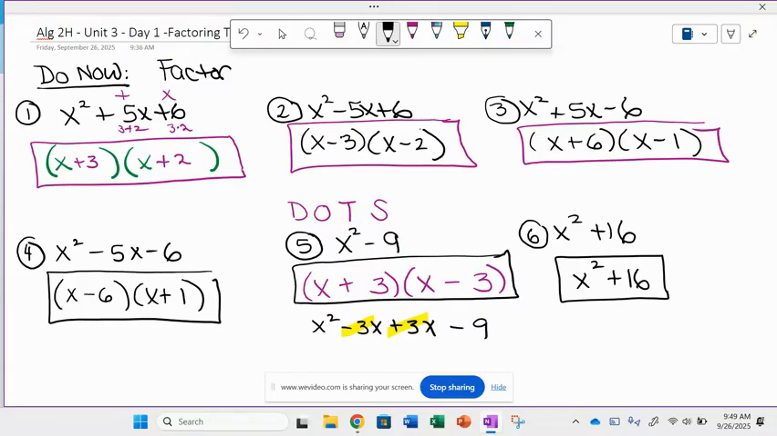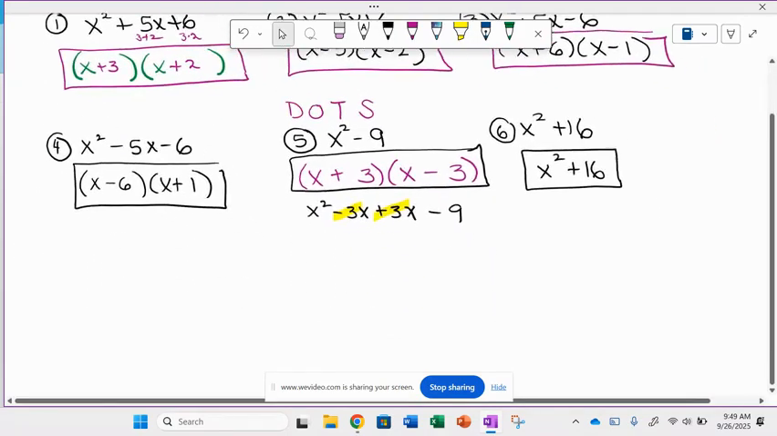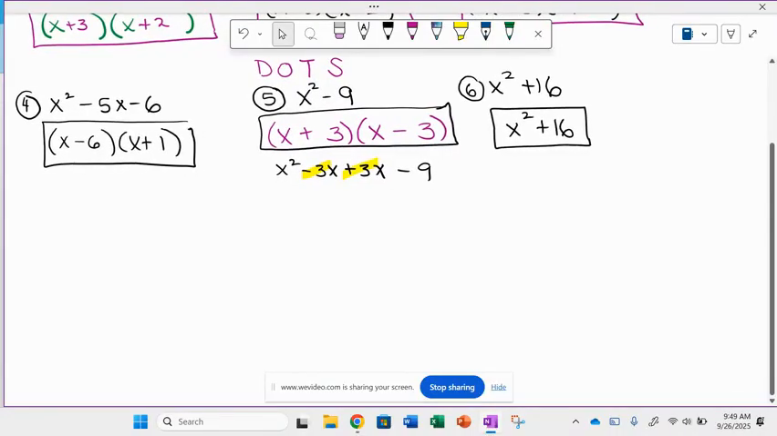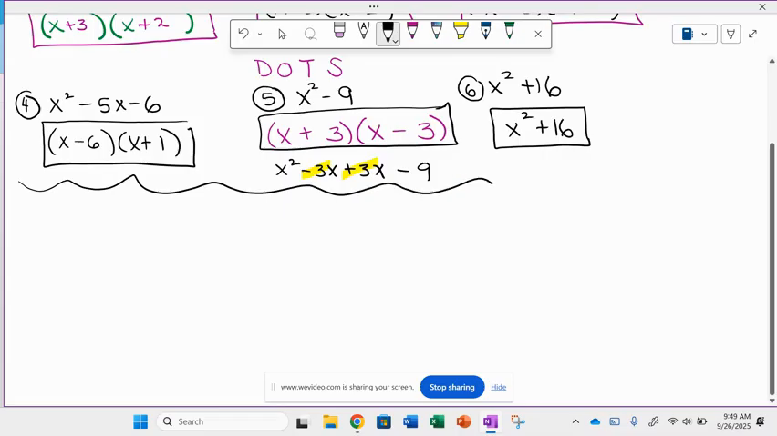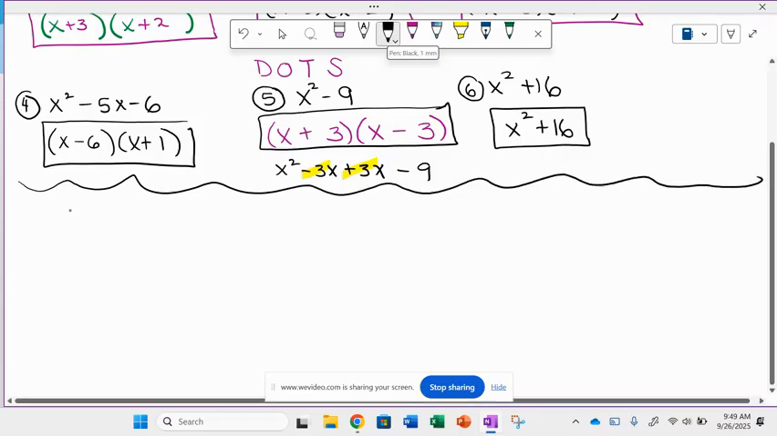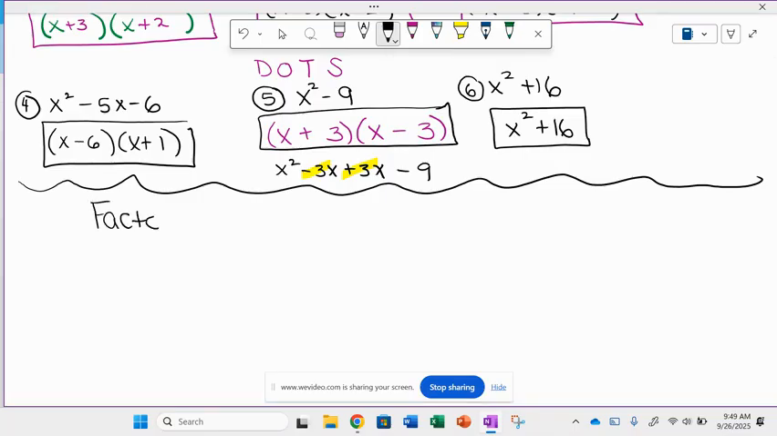So this DOTS was the most basic version of factoring. Let's do some more problems. So I'm going to put a star: always look for GCF first.